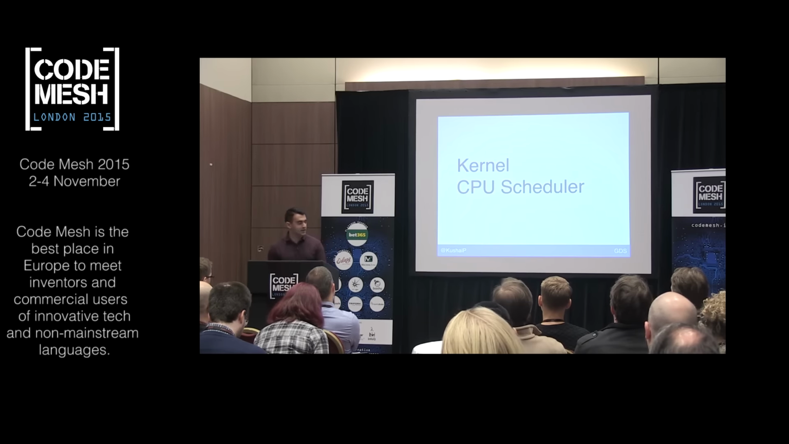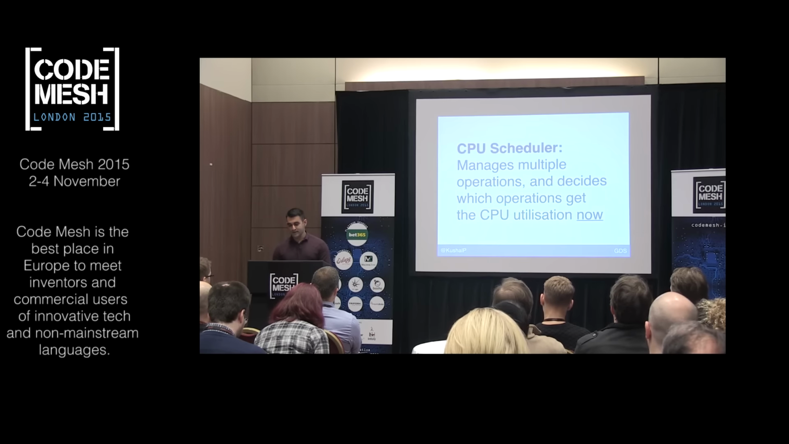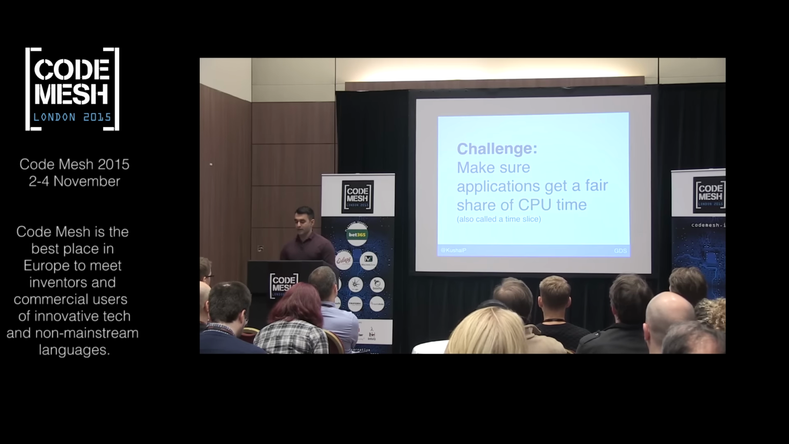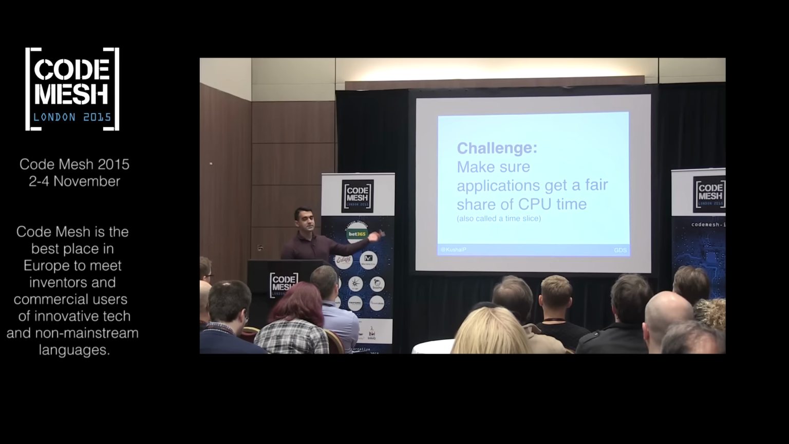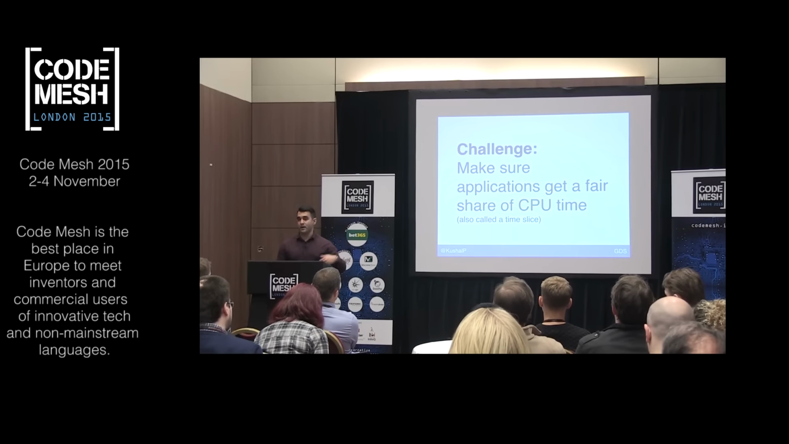Let's look at the kernel CPU scheduler. So, like I said before, the job of a scheduler is to fairly allocate work. In the case of a CPU scheduler, it manages multiple operations and decides which operations get the CPU utilization right now. The real challenge of this, of course, is to make sure applications get a fair share of CPU time. For some CPU schedulers, not all, they refer to this as a time slice. There are many implementations which use different terms. I'm using this one for now, and I'll use a different example later on.